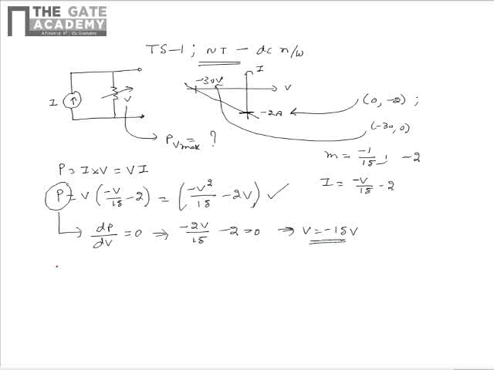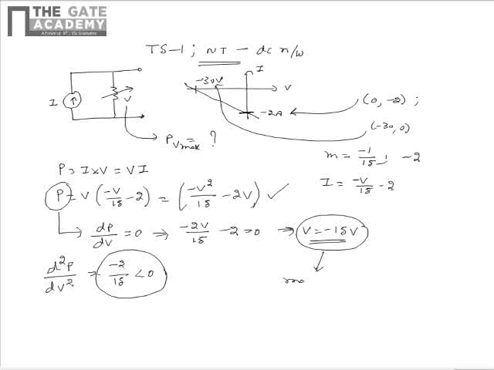That is, the maximum power or the minimum power is dissipated in the variable resistor when V is equal to -15 volts. So to check if this is the maximum power dissipated, we need to find the sign of d square P by dV square at V equal to -15 volts, which comes to be -2 by 15. As this is less than 0, that is, as the sign of d square P by dV square is negative, we see that the value of V is equal to -15 volts corresponds to the maximum power dissipation in the variable resistor.